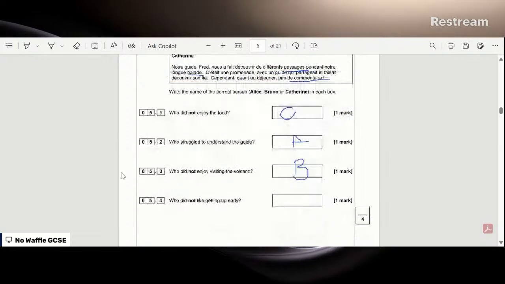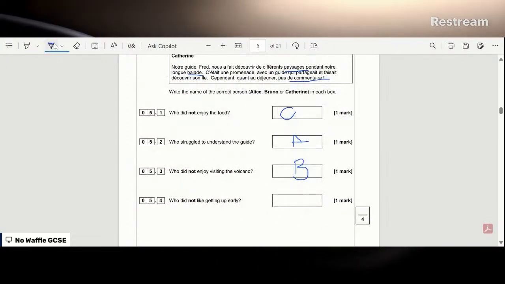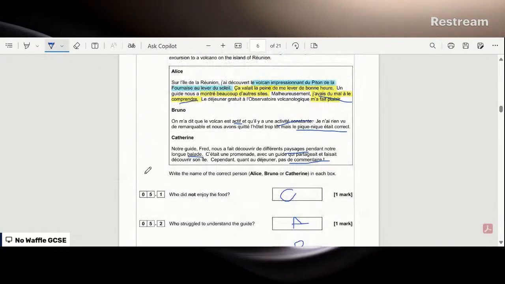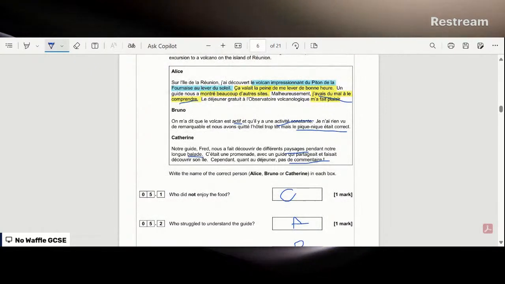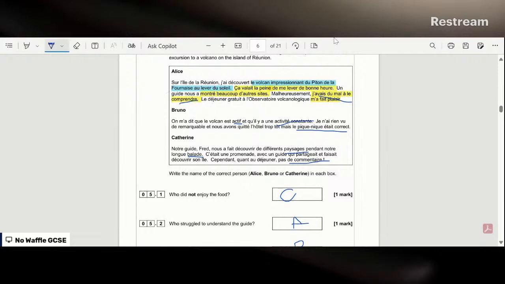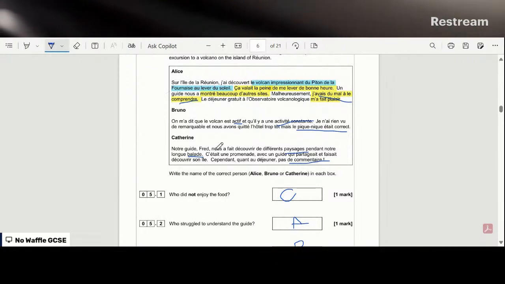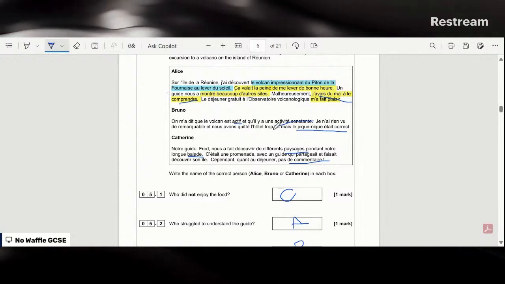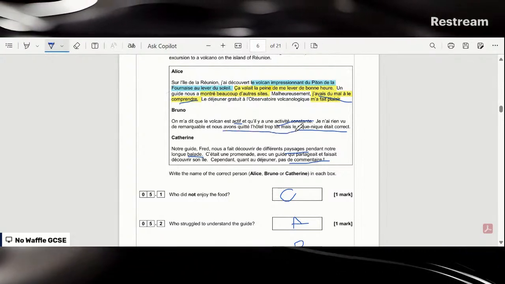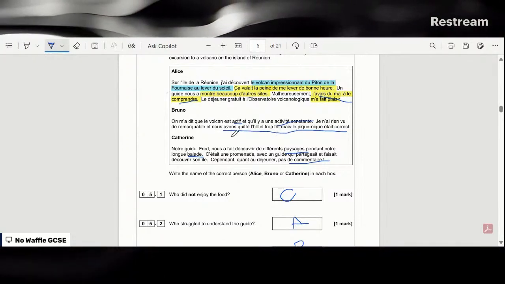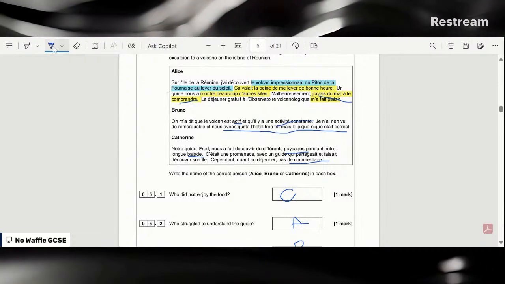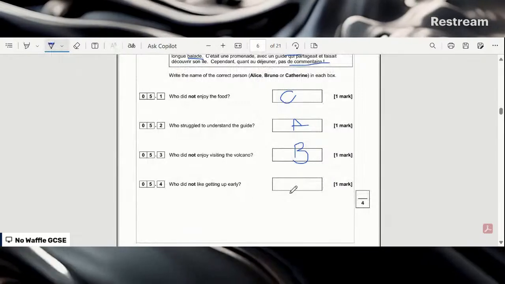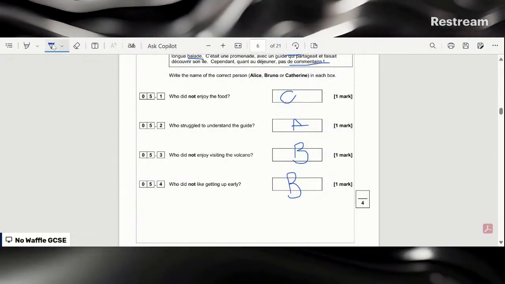Okay. Who did not like getting up early? So Alice talks about getting up early. However, she does not complain about it, whereas Bruno actually complains about it. Nous avons quitté l'hôtel trop tôt. So we had to leave the hotel very early. So he's complaining about it. So even though Alice seems to be talking about it, it's actually Bruno who doesn't like getting up early.